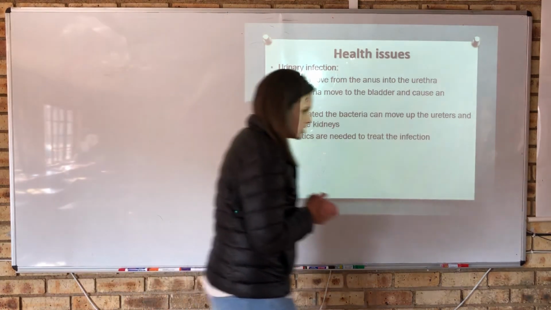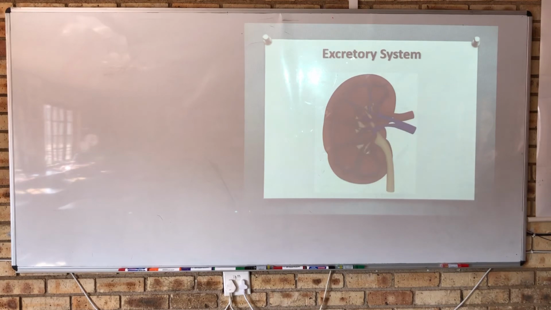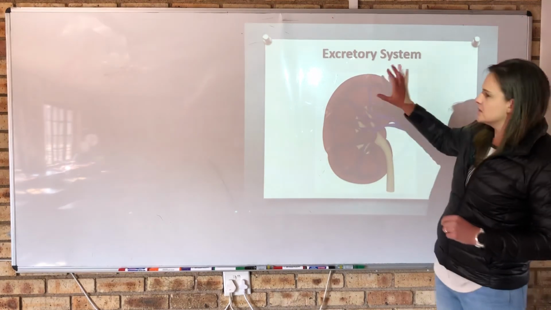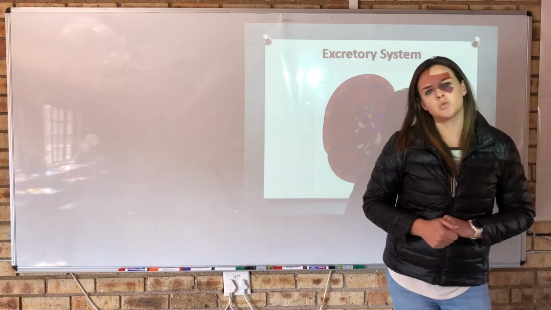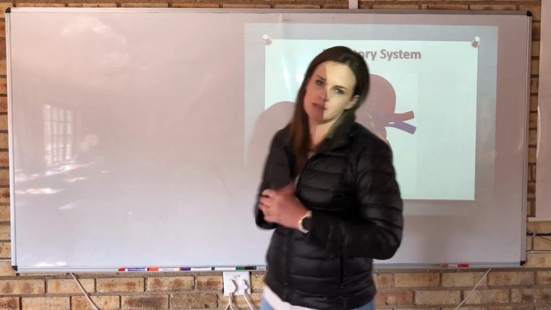Okay, so guys, those are the health issues related to our excretory system. If we have a look, there is our beautiful kidney over there, and that is the excretory system. I hope you guys are well, and next week we start the nervous system. We're going to be looking at the eye and the ear.